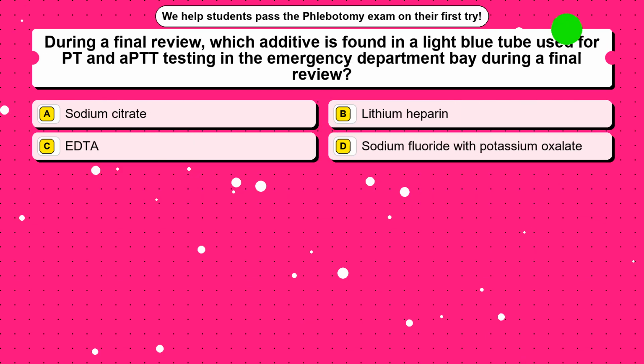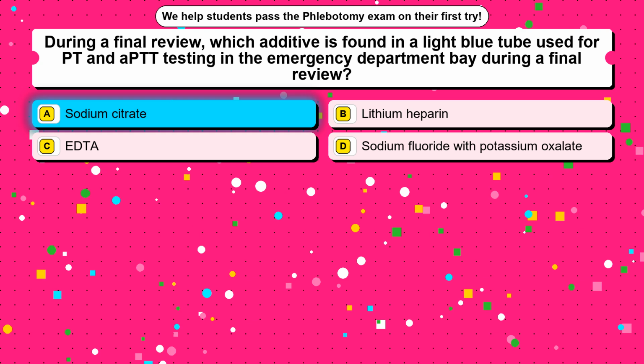Question 52. During a final review, which additive is found in a light blue tube used for PT and APTT testing in the emergency department bay during a final review? Option A, sodium citrate. Option B, lithium heparin. Option C, EDTA. Option D, sodium fluoride with potassium oxalate.